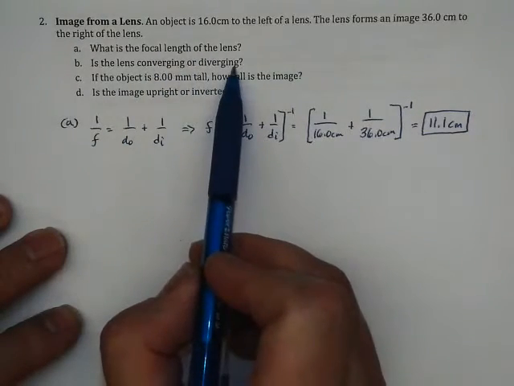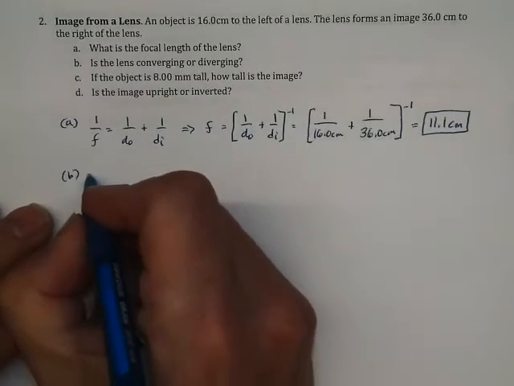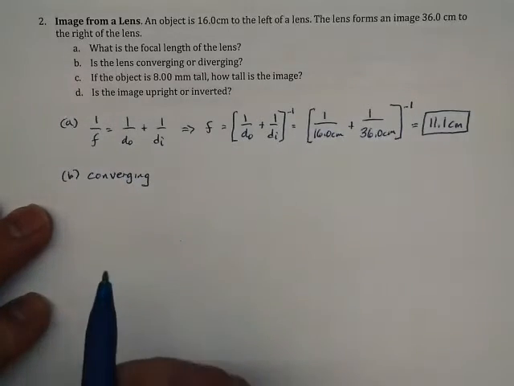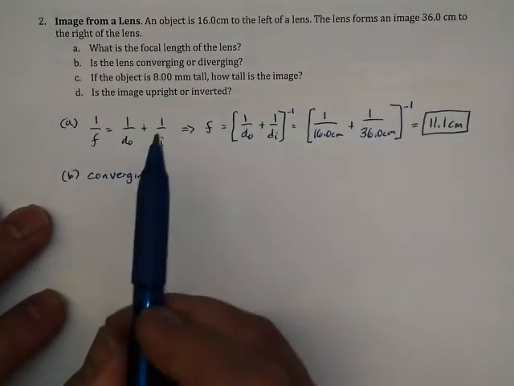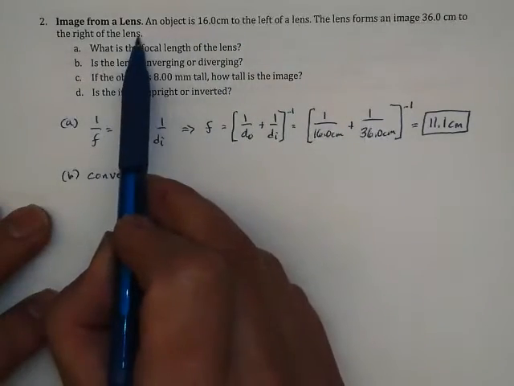Is the lens converging or diverging? Well, the answer that we just got for A tells us that it's converging. Converging lenses have positive focal lengths and diverging lenses have negative focal lengths. But the other reason I know it is the object's to the left of the lens and the image is to the right of the lens, and only converging lenses can make that happen.